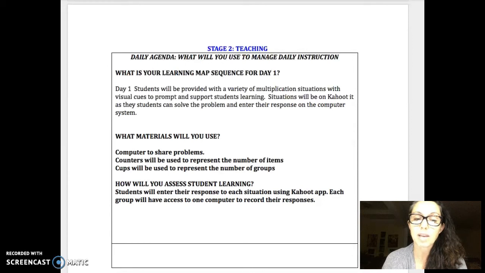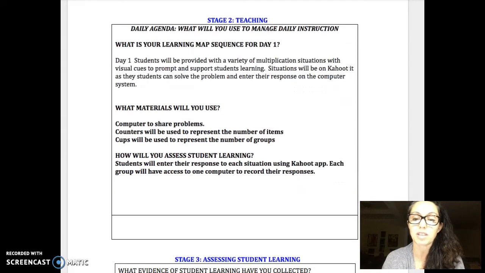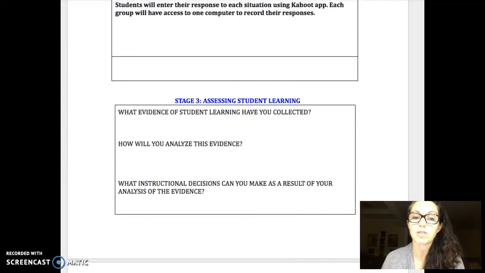They will get some counters so that they can use the counters to represent the number of items when they're given the problem situation, and they'll have cups so they can place the counters in a cup to represent the number of groups. Again, I'm going to be assessing them using the Kahoot app, and that's going to give me real-time data so I can go back, I can look, we can have discussions as soon as the students enter their response. After I've done the teaching stage, then I can move into stage 3, which is looking at all of that evidence that I just collected, thinking about some instructional decisions I will make.